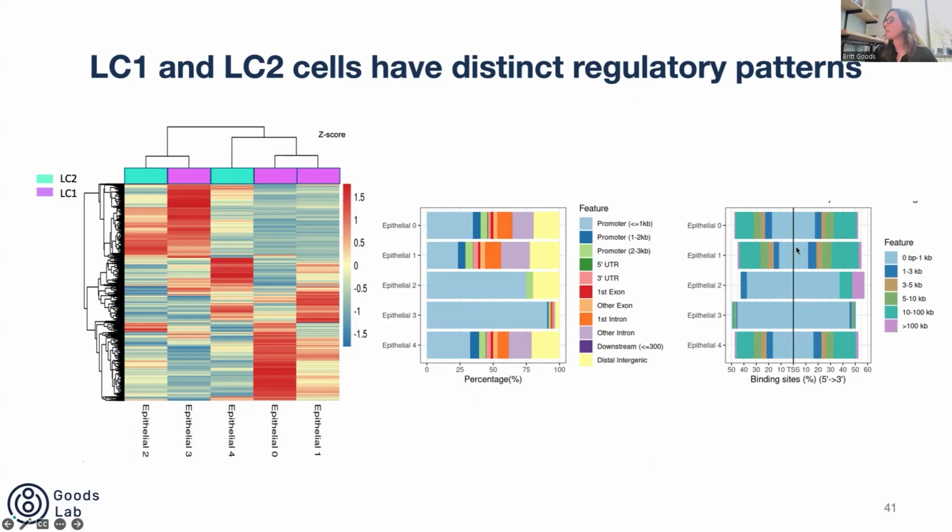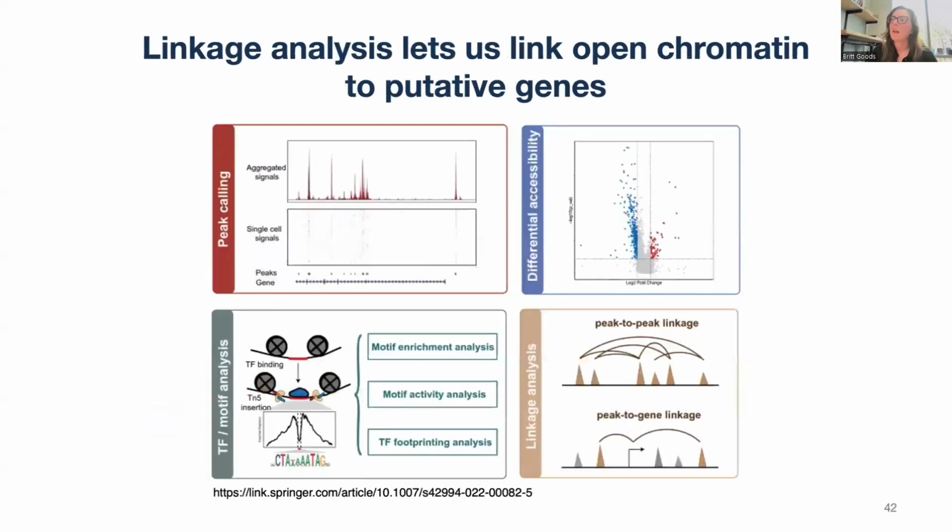And then we can do something similar and look around transcription start sites, asking where these differentially accessible peaks are actually falling in relation to these transcriptional start sites. And again, we can see similar distributions for 0, 1, and 4, but not so much for 2 and 3. And so taken together, this can suggest that our LC1s and our LC2 lactocyte populations have distinct regulatory patterns.